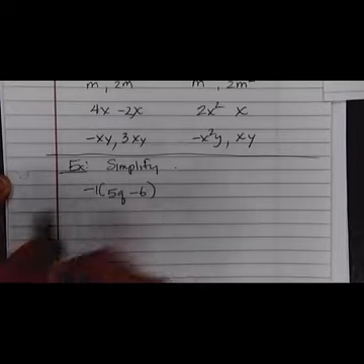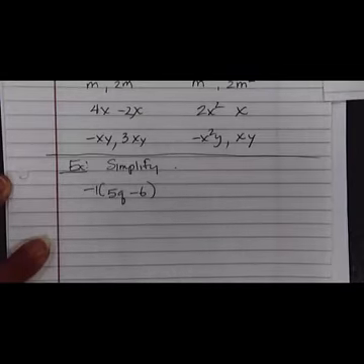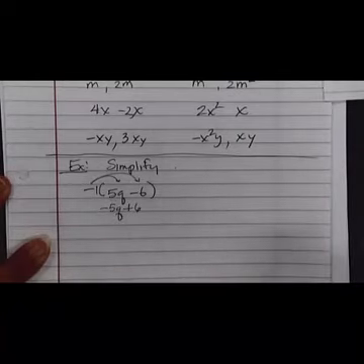If there's no number in front, it's negative 1. And then it makes it a plus 6.